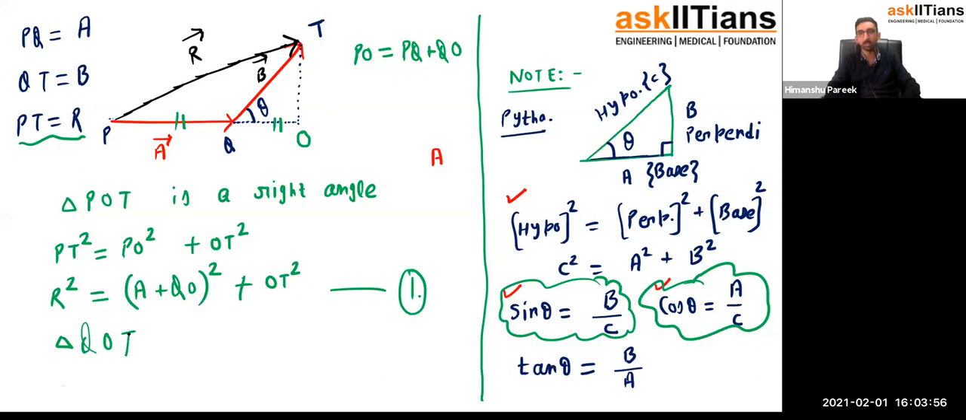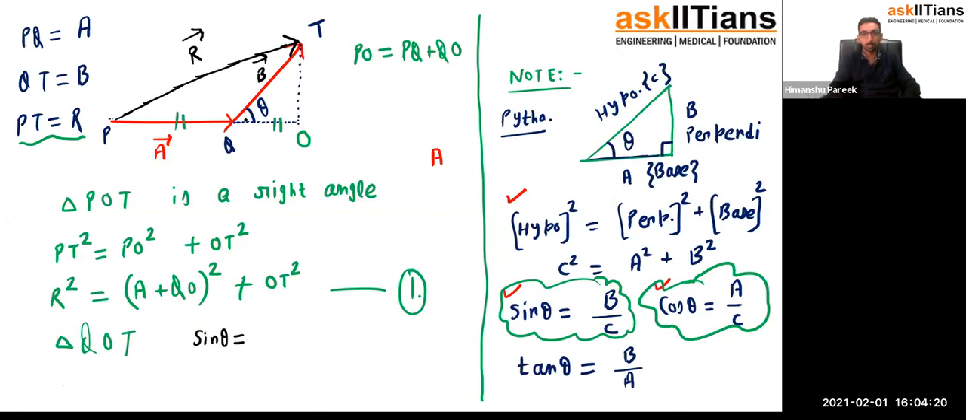That's again a right angle triangle. Look at the diagram QOT. Let us try to use the sine theta there. Can you write down the sine theta value? It's perpendicular upon hypotenuse, B upon C.